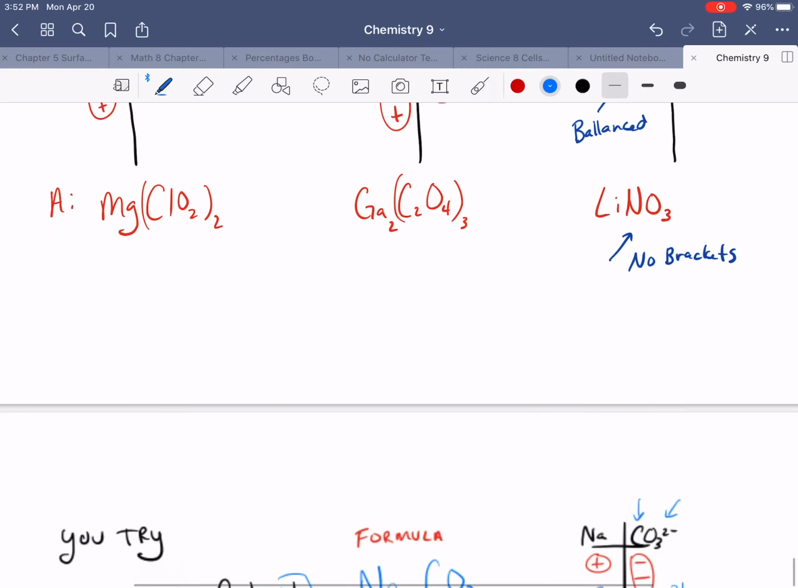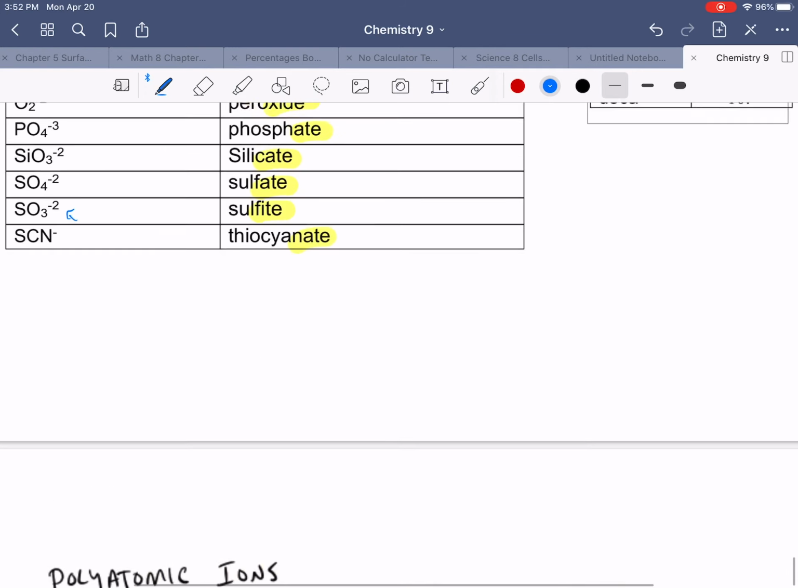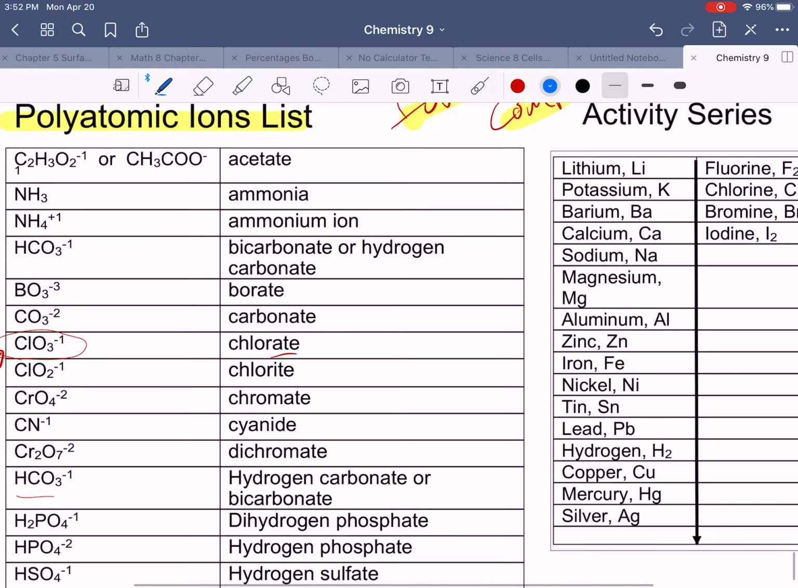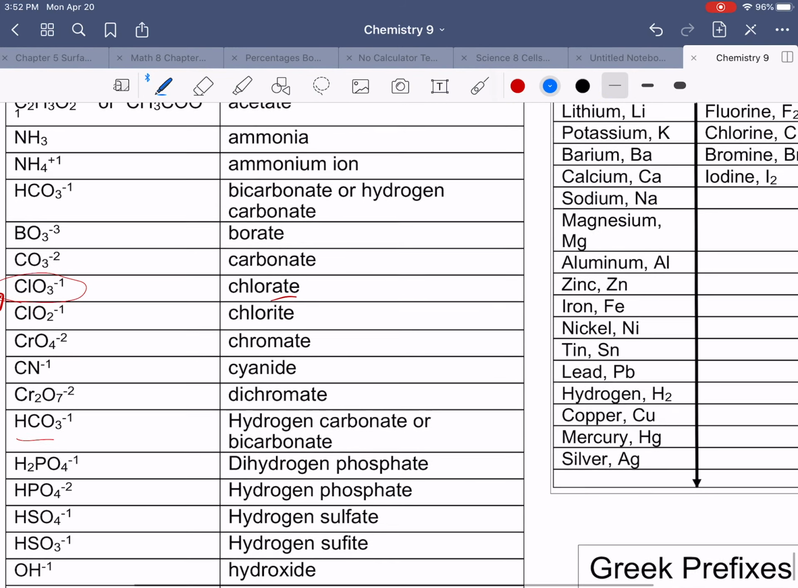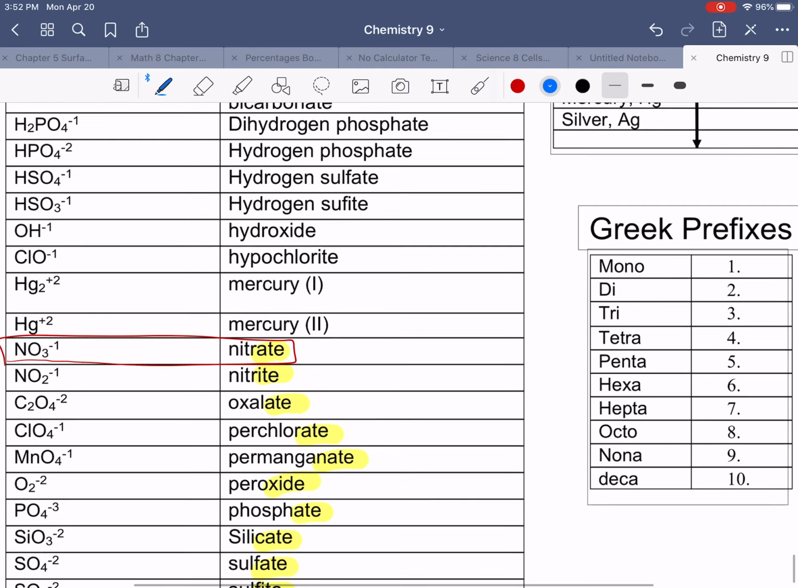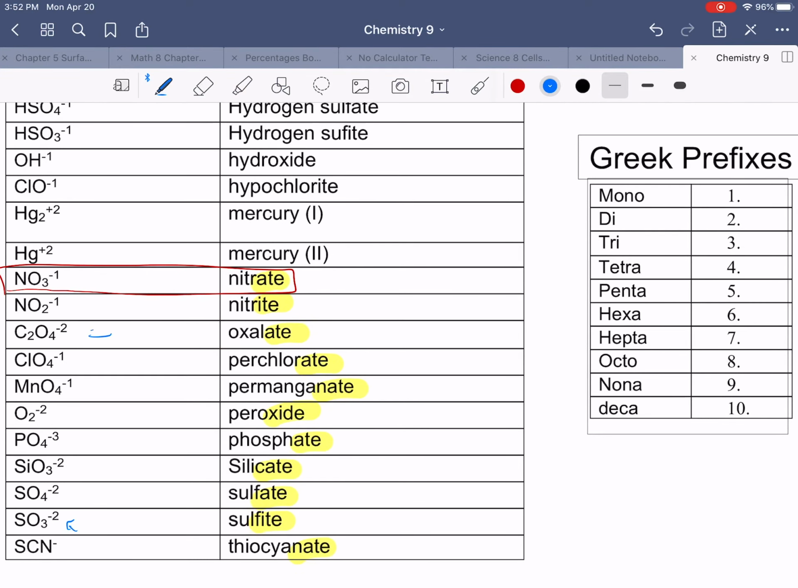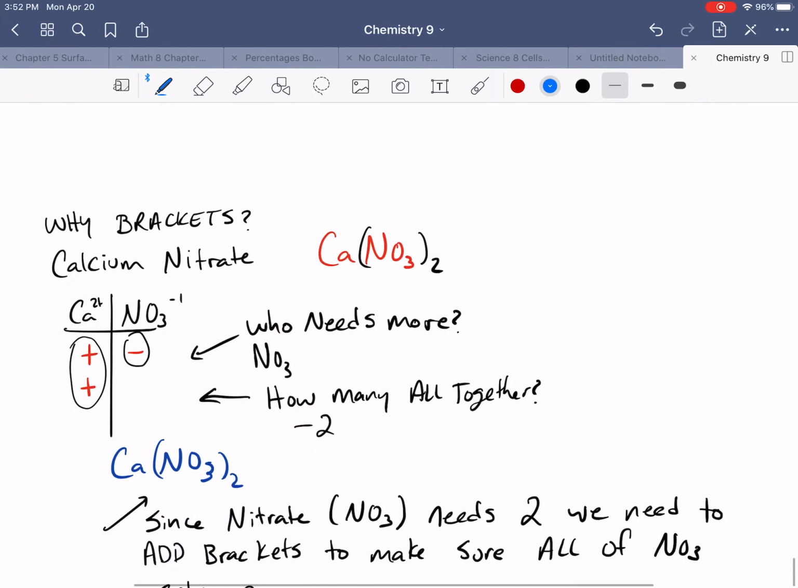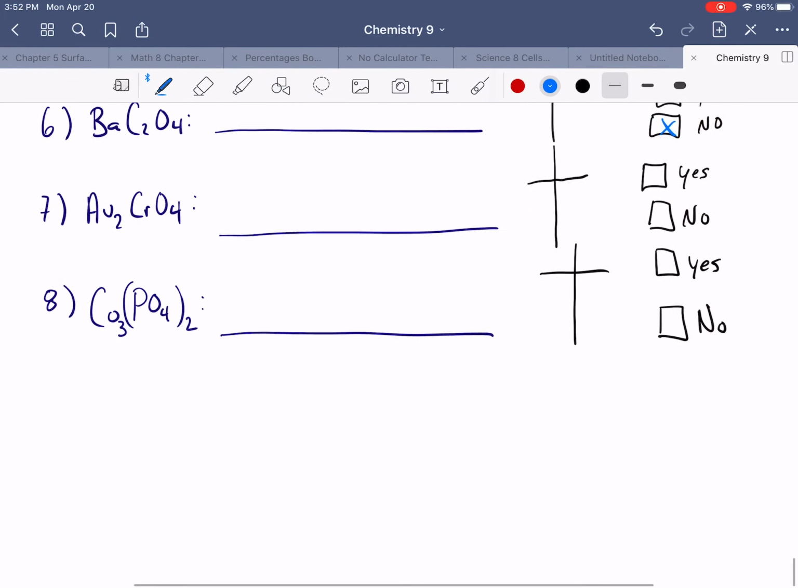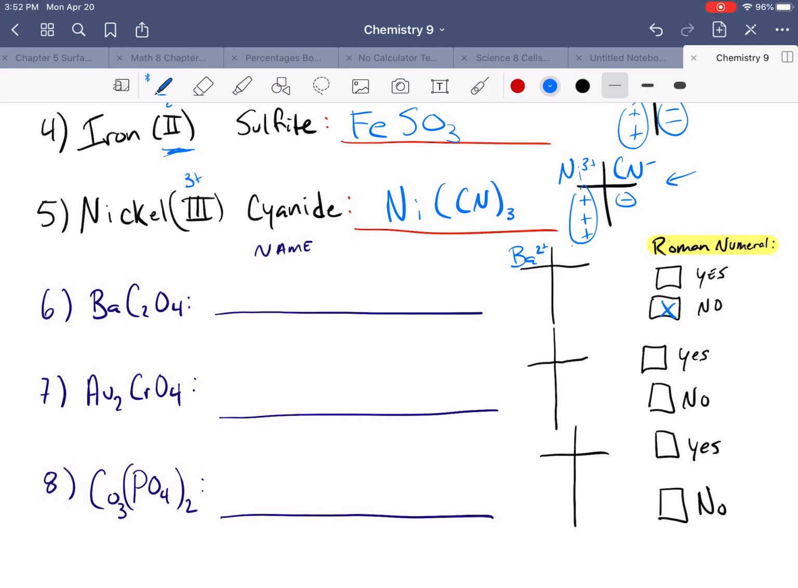Okay, and then C2O4. Okay, I have to find that on my chart. C2O4. So I'm looking, C2O4, there it is, oxalate. And it has a minus 2. Okay, it looks like it's balanced. Yeah, cool. And so this is barium oxalate. We don't change anything when it comes to polyatomic ion names. We just call it barium oxalate.